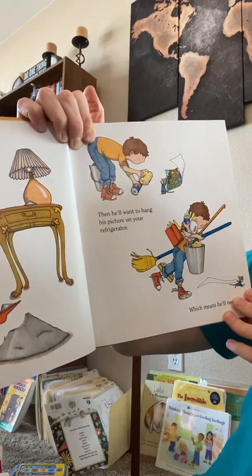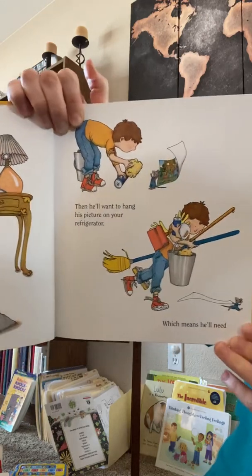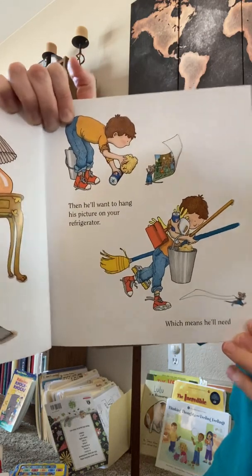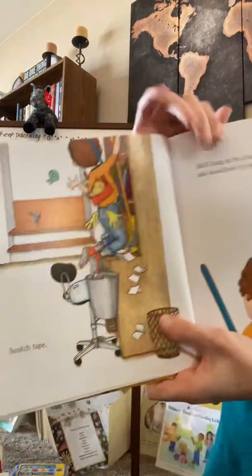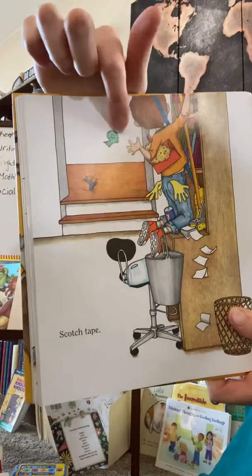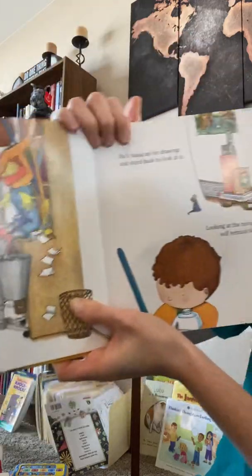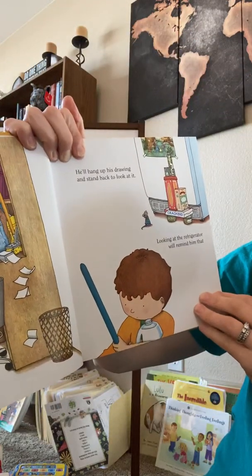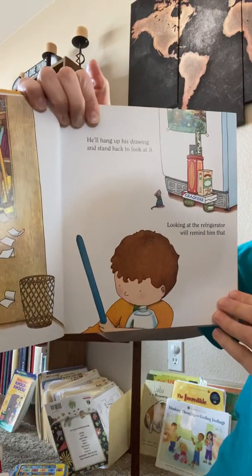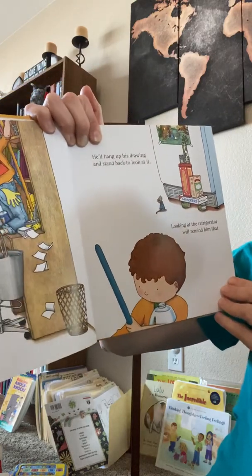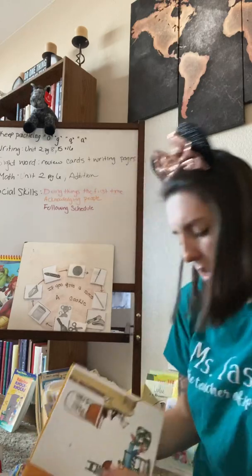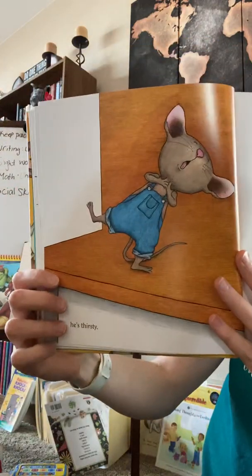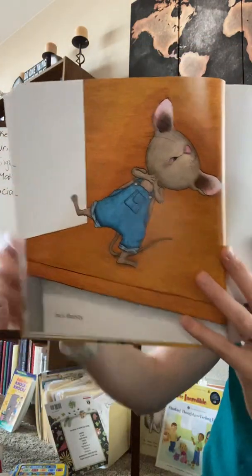Then he'll want to hang up his picture on your refrigerator, which means he will need Scotch tape. There's the tape. He'll hang up his drawing and stand back to look at it. Looking at the refrigerator will remind him that he is thirsty. Oh, the mouse looks so thirsty.